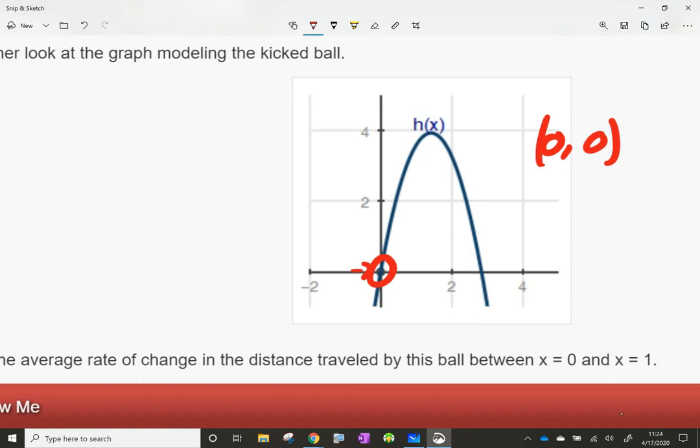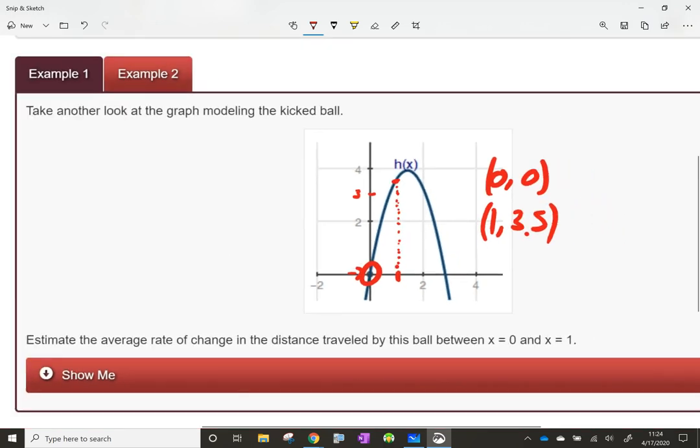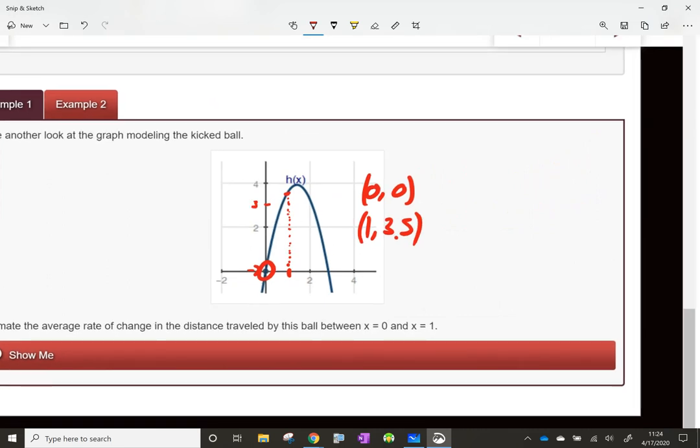And so at 1 second, which is here, we kind of have to trace this up. It's not a very good graph. We end up right there, which, if this is about 3, then that intersection is about 3.5. So at 1 second, the height is about 3.5. And so now you just simply use those 2 points in your slope formula.